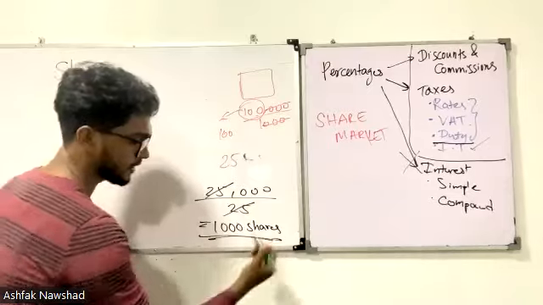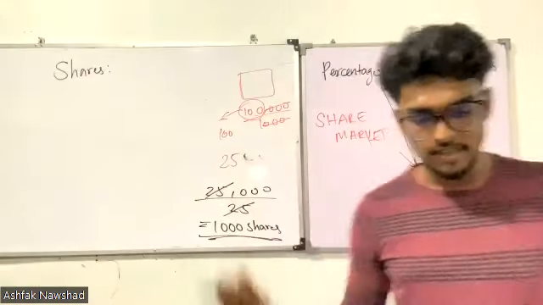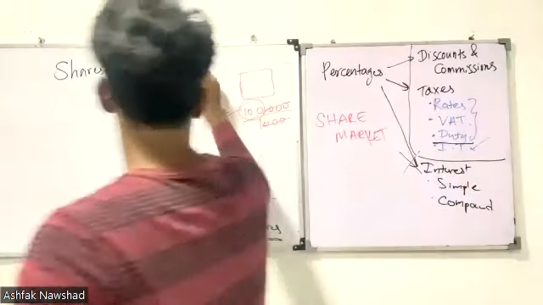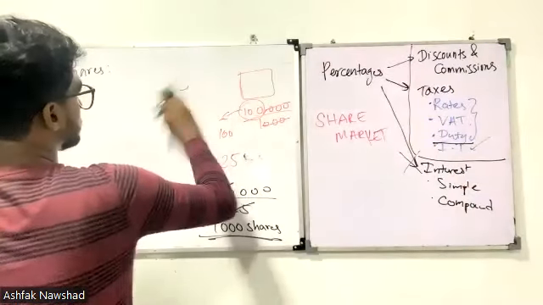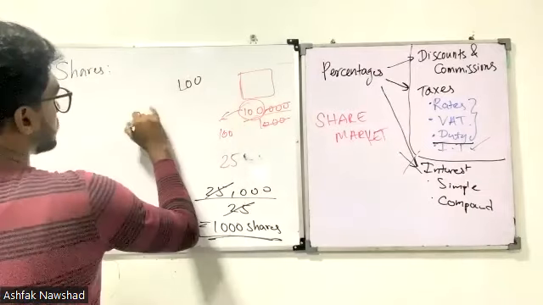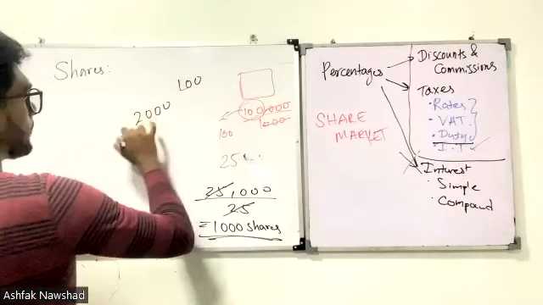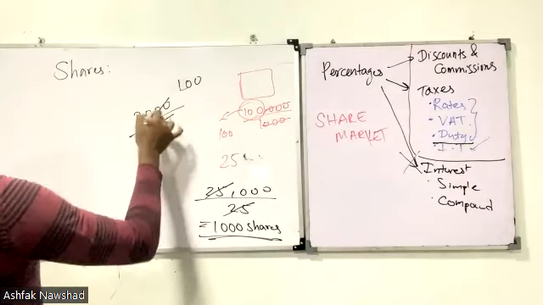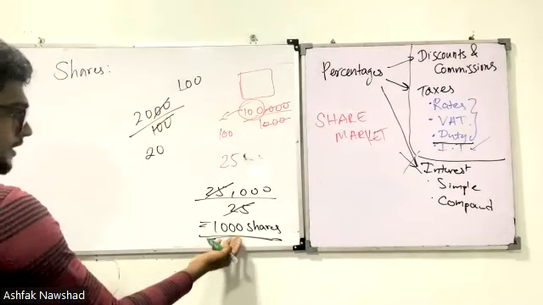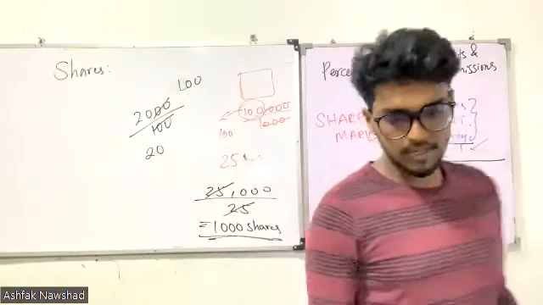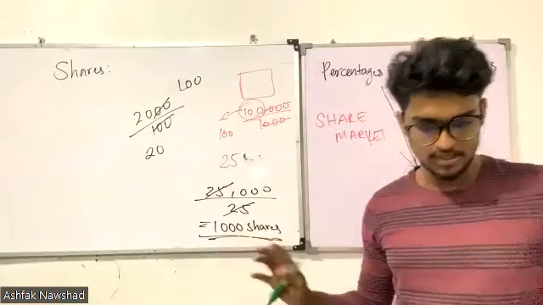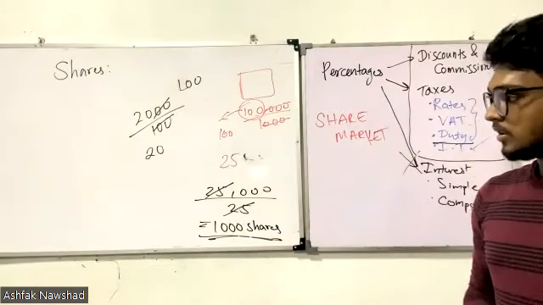No theory for this. For example, an apple is 100 rupees. You take 2,000 rupees to the shop and buy apples, so you will get 20 apples. The same thing. So don't consider this as a big deal just by looking at the word shares. Simple math.